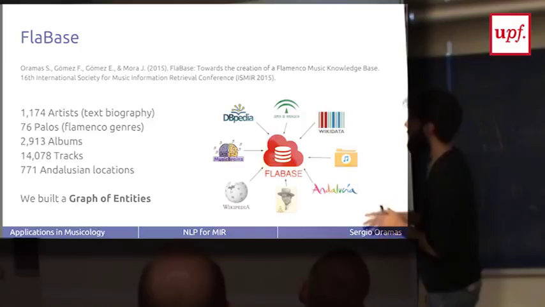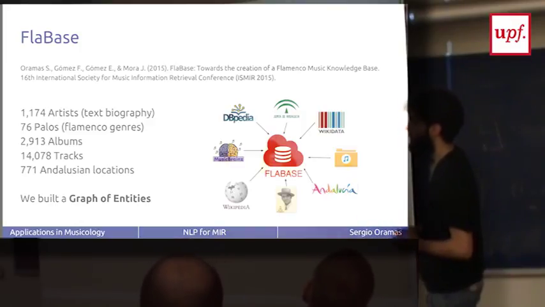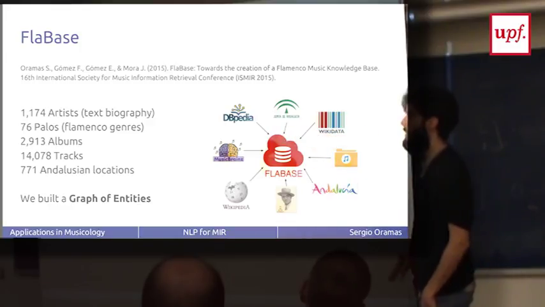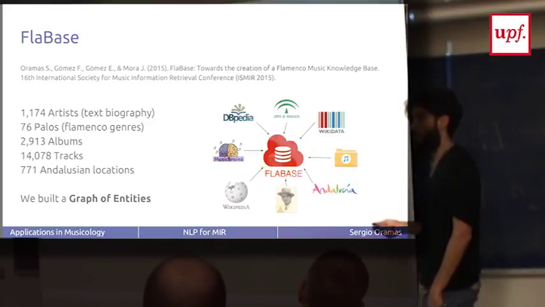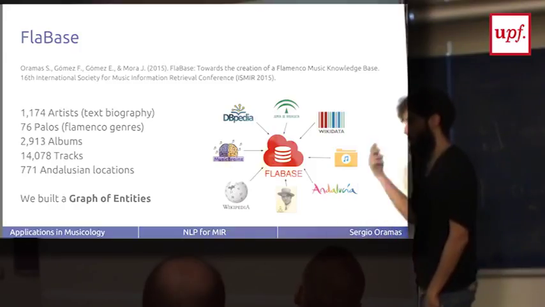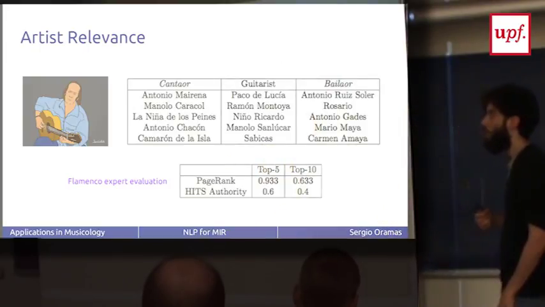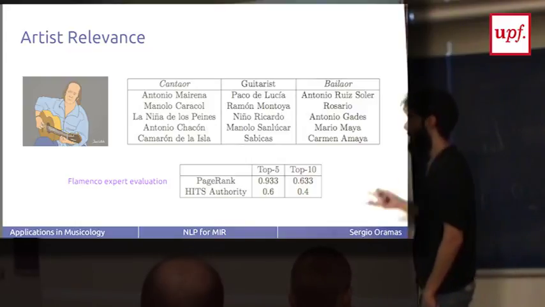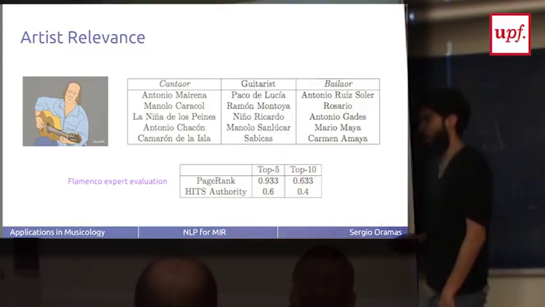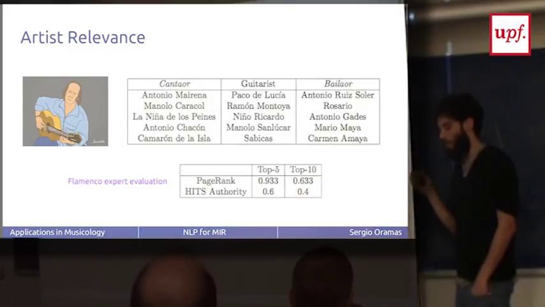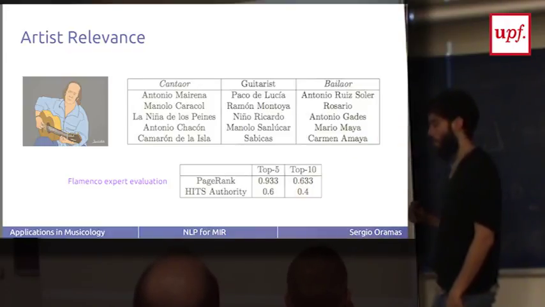So in a paper in ISMIR 2015, we built a knowledge base of flamenco music. We gathered information from different sources, but we have about 1,000 biographies of flamenco artists. And we applied entity linking to these biographies, and we built the graph of entities from this set of biographies and applied PageRank and its algorithm to see what are the most relevant singers, guitar players, and dancers in flamenco. And we asked a flamenco expert to give us a list of the top 10 artists in each of these categories, in his opinion.